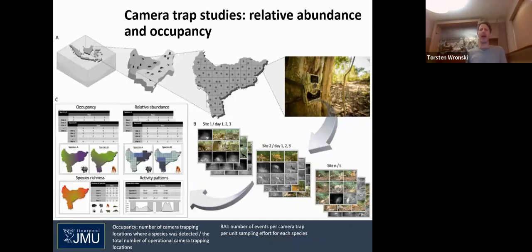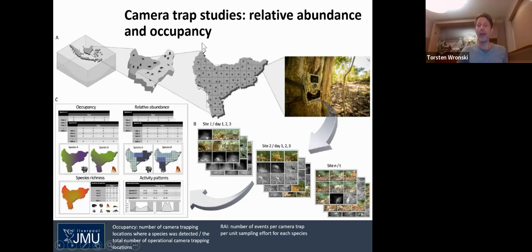So how to design such a camera trapping study, and what data do we derive, and what can we obtain from those data? What information can we obtain? Here an example from Indonesia, Borneo, one of the islands with a protected area in the northwest. This is the protected area, and we want to know what animals, what is the species richness of the study area.